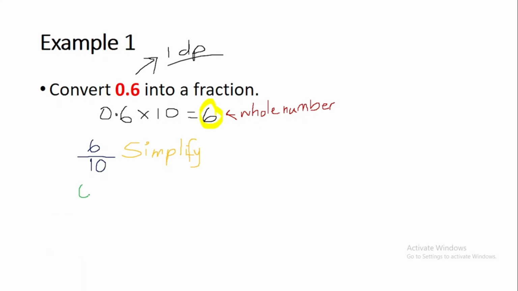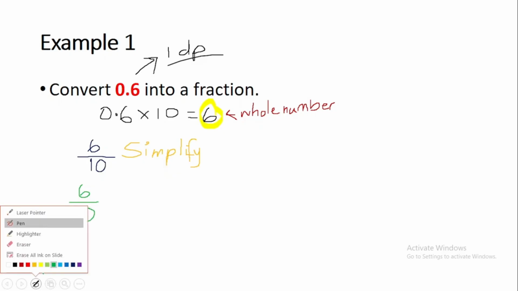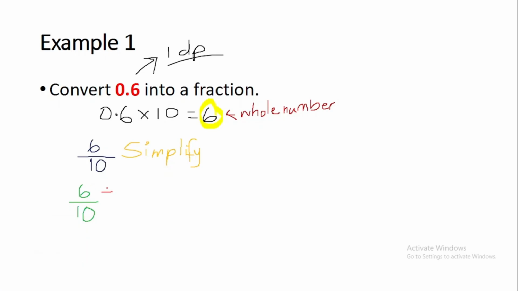So we're going to have 6 over 10, and we're going to simplify it. Now looking at this, the first number I think of that can divide both the number at the bottom and the top is 2. So I'm going to divide the number at the top and the number at the bottom by 2. After dividing by 2, I'm going to get a simplified fraction. 6 divided by 2 is going to be 3, over 10 divided by 2, that's going to be equal to 5.